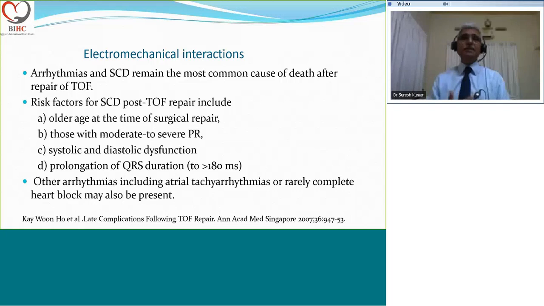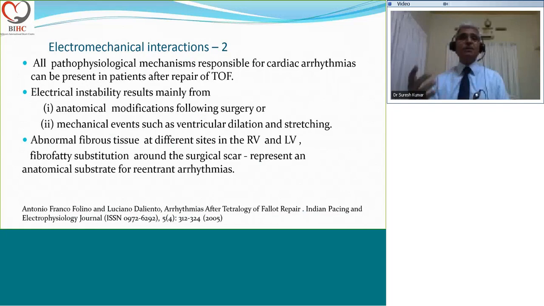And electrical instability results from the anatomic factors related to surgery and mechanical events such as ventricular dilatation and stretching, and abnormal fibrous tissue at different sites in the RV and LV, and fibrofatty substitution that would occur in and around the surgical scar. These all provide the substrate for reentrant arrhythmias.